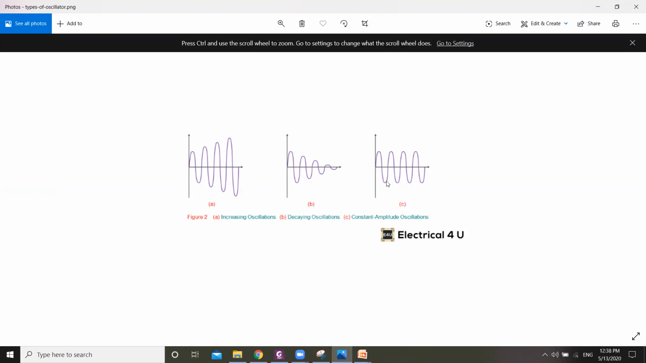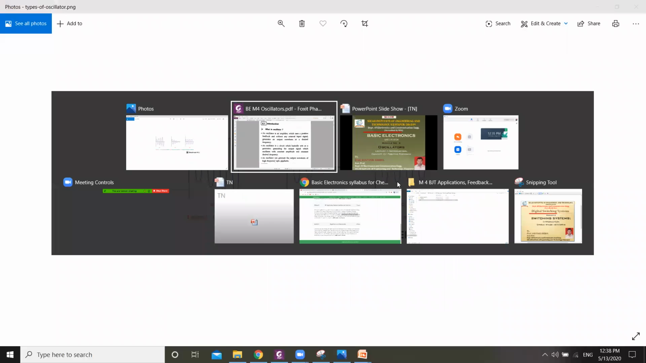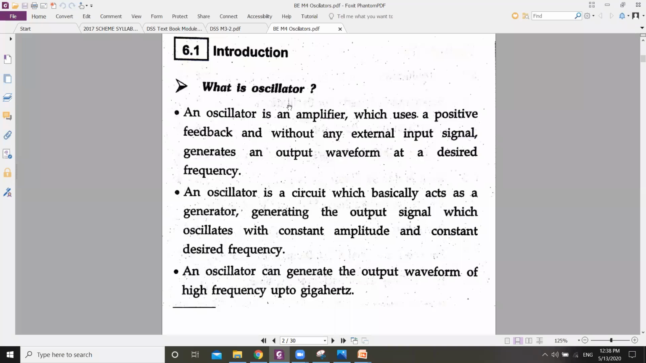Now, in order to generate these oscillations, we use an oscillator signal. This oscillator signal is produced by making use of oscillators, which use an amplifier and the positive feedback concept. An amplifier with positive feedback can generate output waveforms of the desired frequency and constant oscillations. Okay, let us go further.